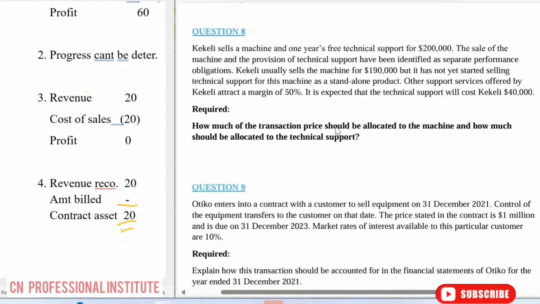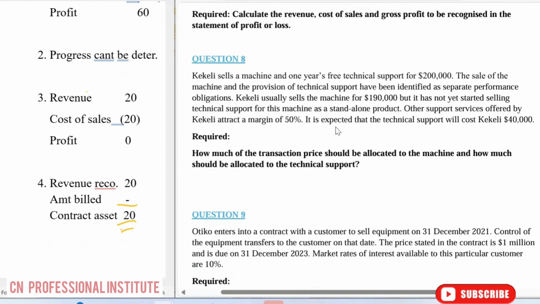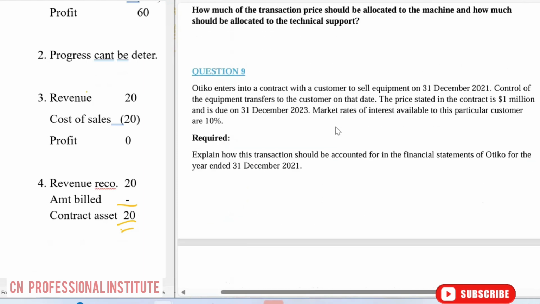So let's solve question 5 and the rest in the second part. We'll continue and solve more questions in the second video. We are still looking at the question and answer session on IFRS 15, solving more questions. So I'll see you in part 2 of the question and answer session, where we'll wrap up everything with some more questions.